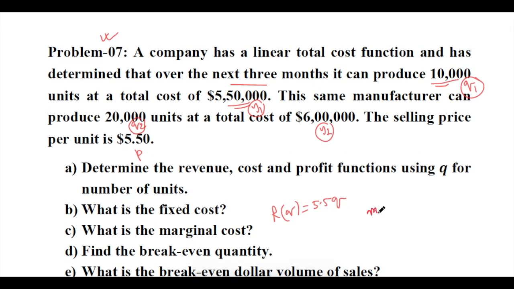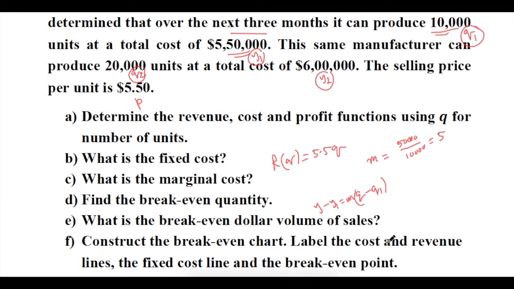First you need to find M, that is Y2 minus Y1, which is 6 lakhs minus 5 lakhs 50,000. So it will be 50,000 divided by 20,000 minus 10,000, which is 10,000, which is equal to 5. Therefore, in order to find the cost function, that will be Y minus Y1 equal M into Q minus Q1.